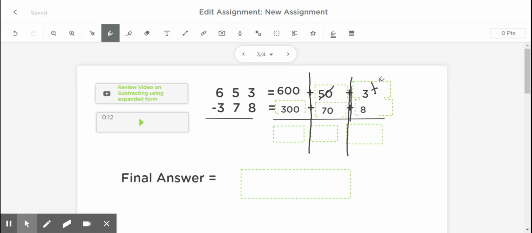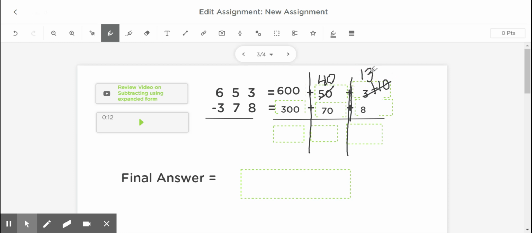I'm going to take 10 away. I'm going to take one of those rods, 10 away. So if I took 10 away from 50, I'm left with 40 because 50 minus 10 is 40. So now I have to add these two together. I have 3 and I have 10. Together that makes 13 because 3 and 10 is 13.